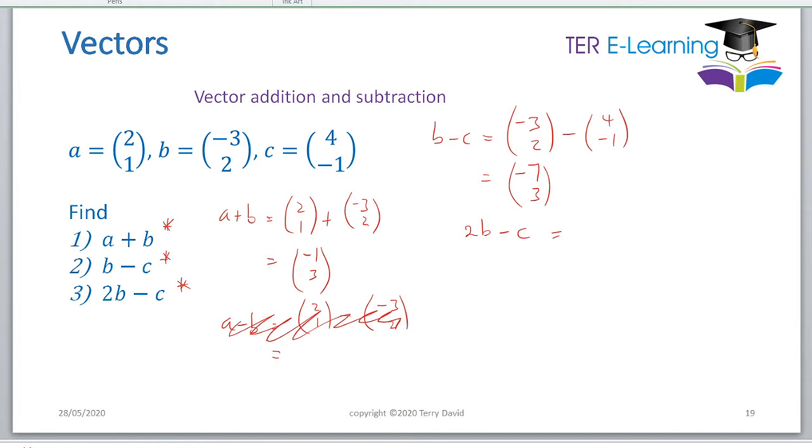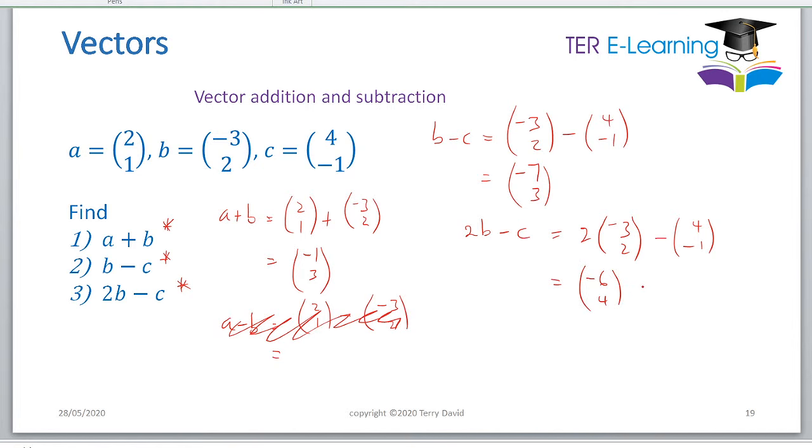Right, so wow, you're all moving fast. So minus 10, 5, let's see. So you want to work out 2b minus c. So you're going to put 2 by whatever the vector b is, which is minus 3, 2. And what we're going to do, we're going to minus c, right? So minus 4, minus 1, right? So be careful. So we're going to take the 2 and multiply by each of the elements in the first vector. So 2 by minus 3 gives me minus 6, and 2 by 2 gives me 4.